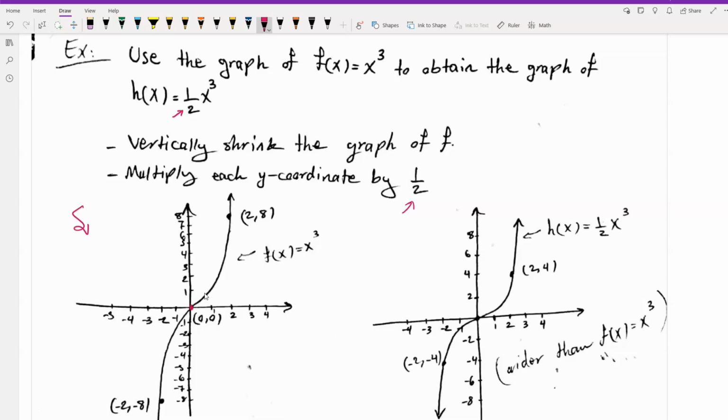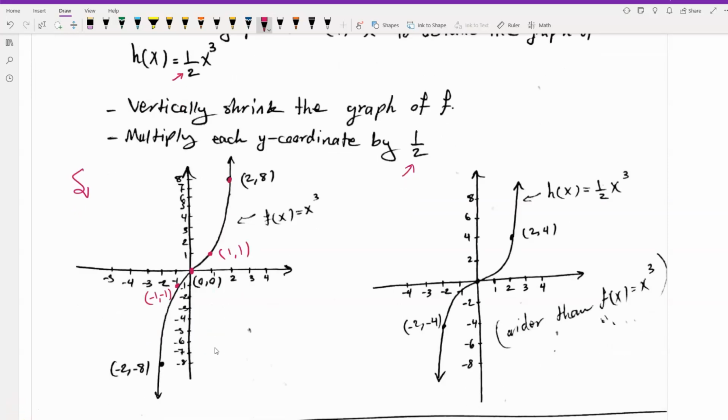I used 0 cubed, that is 0, so the point that I have is 0, 0. Then I used 2 cubed, that is 8. We can have more points. For example, 1 cubed is 1, so this is 1 comma 1. At this point, negative 1 cubed is negative 1, so that is negative 1 comma negative 1. And then we have negative 2 cubed, that is negative 8, so we have negative 2 comma negative 8.